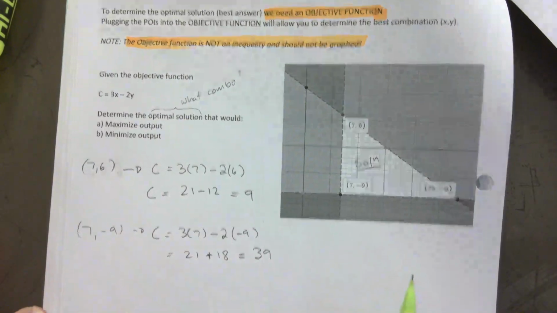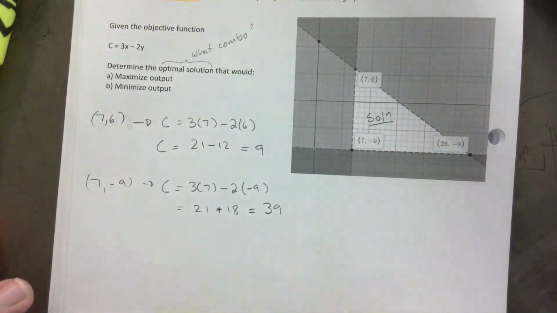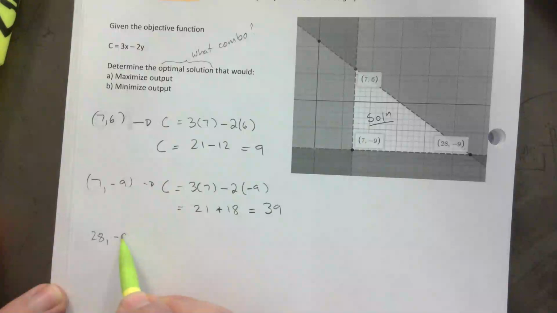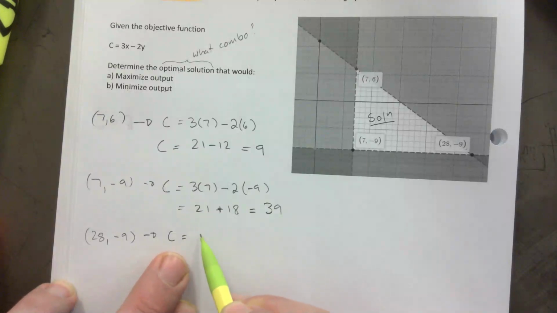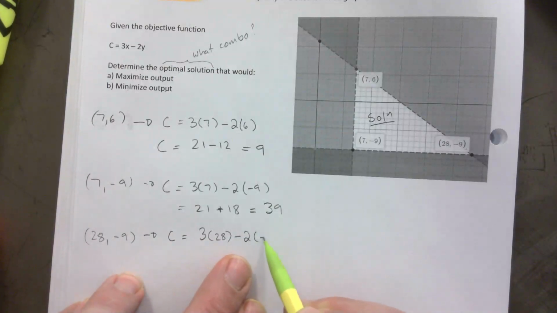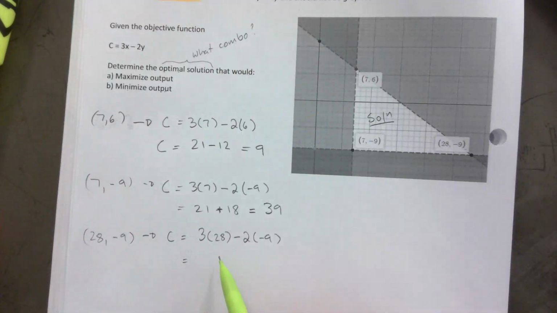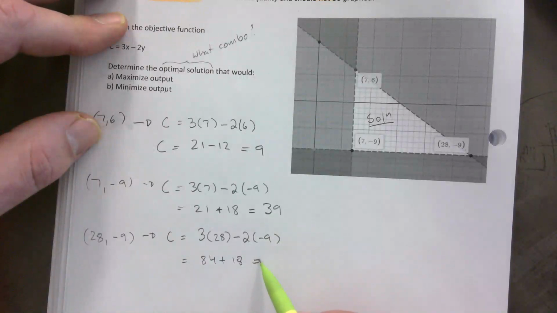And then you grab your third POI, which is 28, negative 9. C is equal to 3 times x minus 2 times negative 9. And so if you plug that in, I don't have that on my key, so I'll just quickly do it: 84 plus 18, and that is equal to 102.